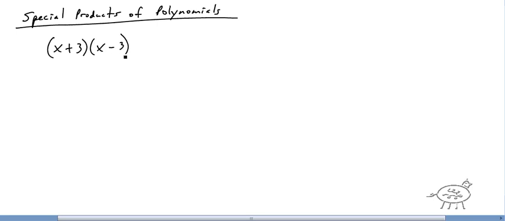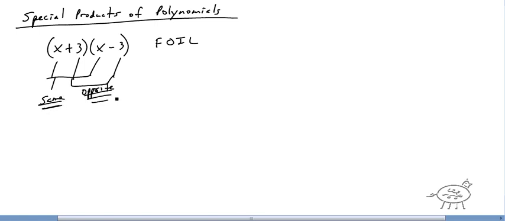If you remember, we're going to do FOIL here. First, outer, inner, and last. Before we even do it, I want you to notice I have an x here and an x there, so they're the same value. I have a 3 and a negative 3, so these two values are opposite. That's actually pretty important to recognize.